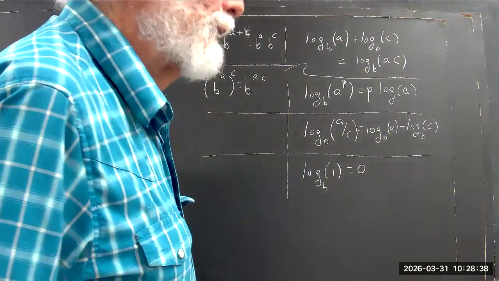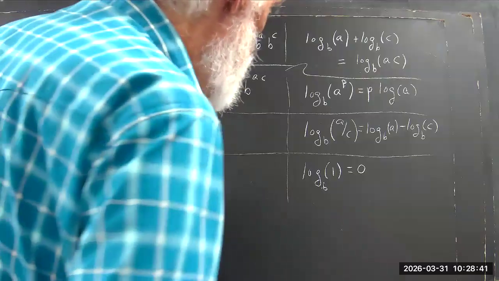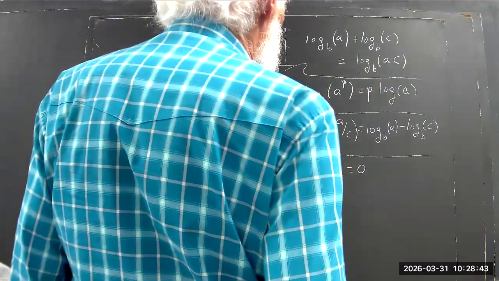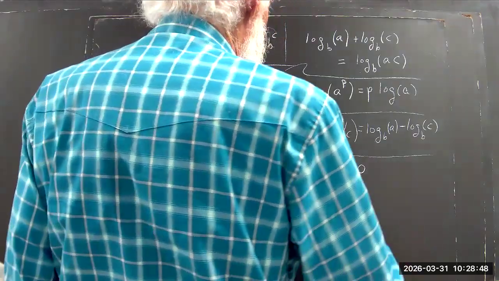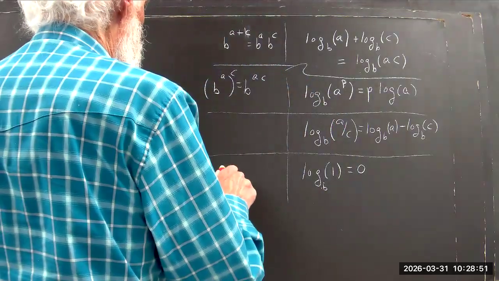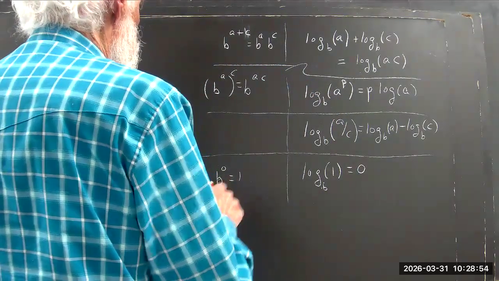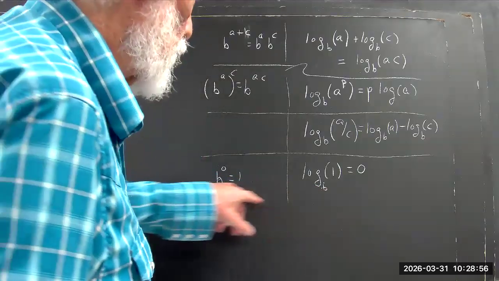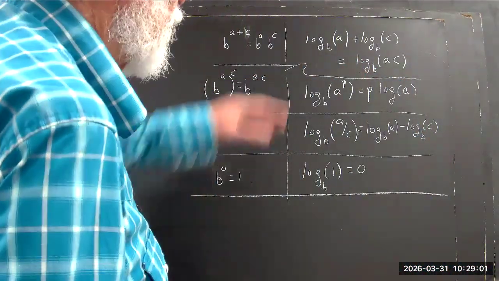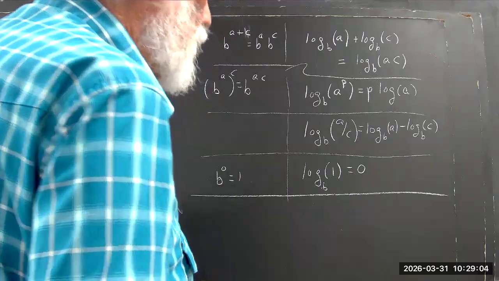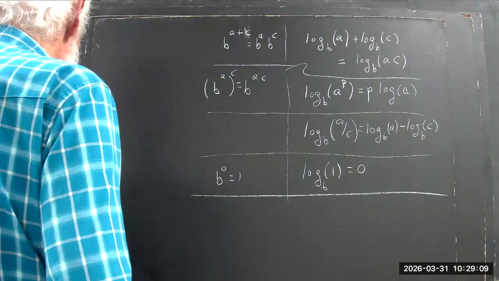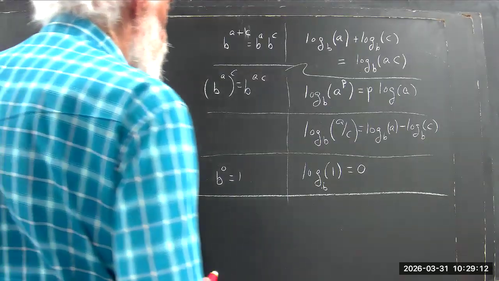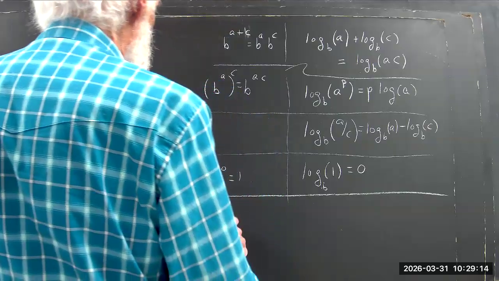Okay, another rule is that the log of 1 is 0, always, for any base. And that's because b to the 0 equals 1. This is a direct translation. So now you have the means of simplifying various logarithmic expressions.